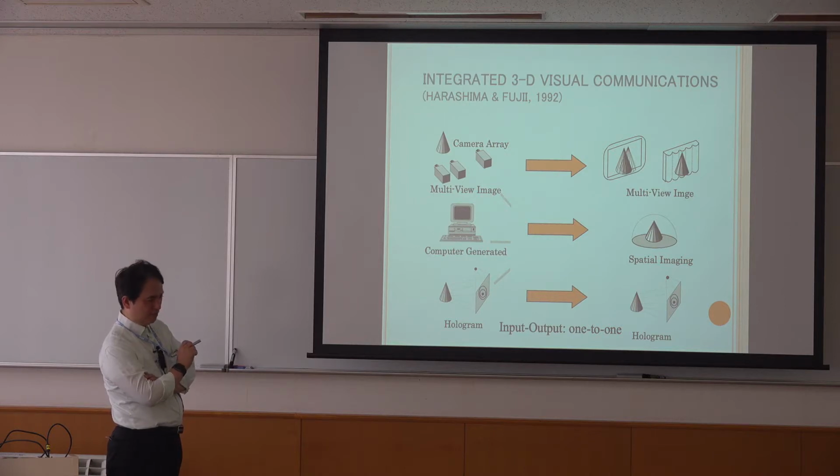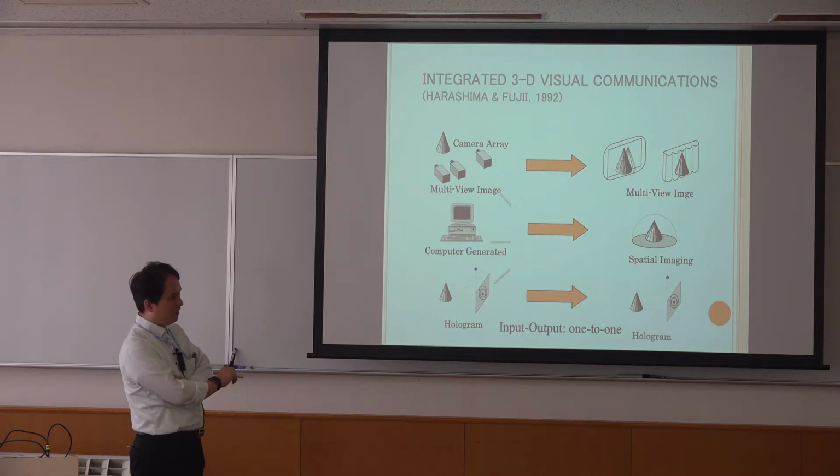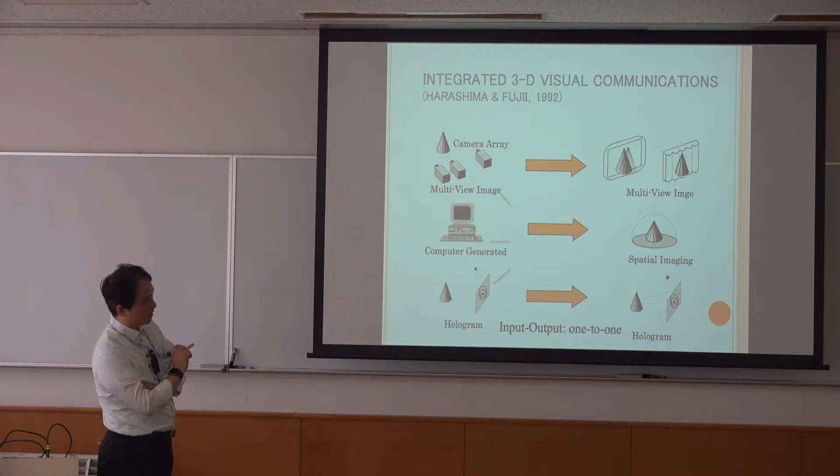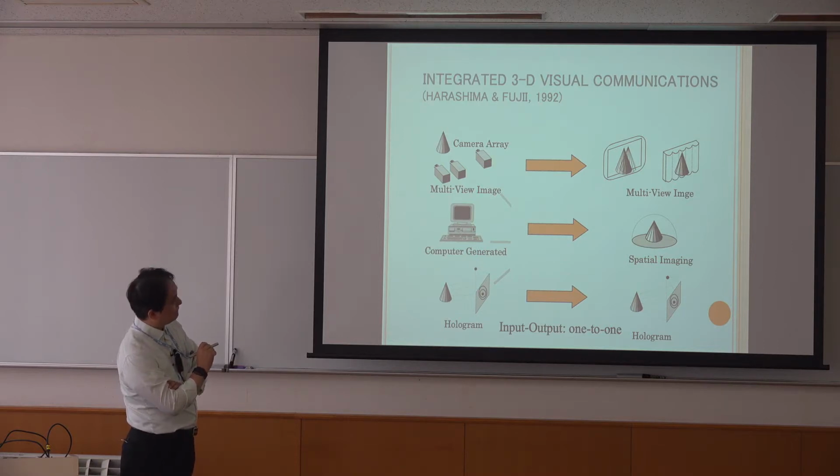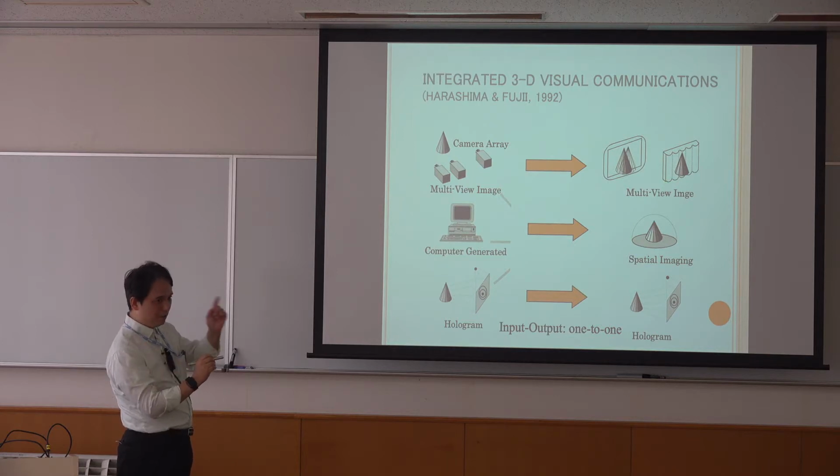people said that 3D image would be very popular in a few years when I was a student. So my professor and my supervisor told me to think about the 3D communication or transmission method. Even at that time, there were many kinds of 3D images. I explained the multi-camera array or computer-generated hologram. There were many types of 3D images. And the point was the input and the output are in 1-to-1 correspondence. Okay? So if you capture a scene using multiple cameras, that data is transmitted and displayed on a multi-view display.